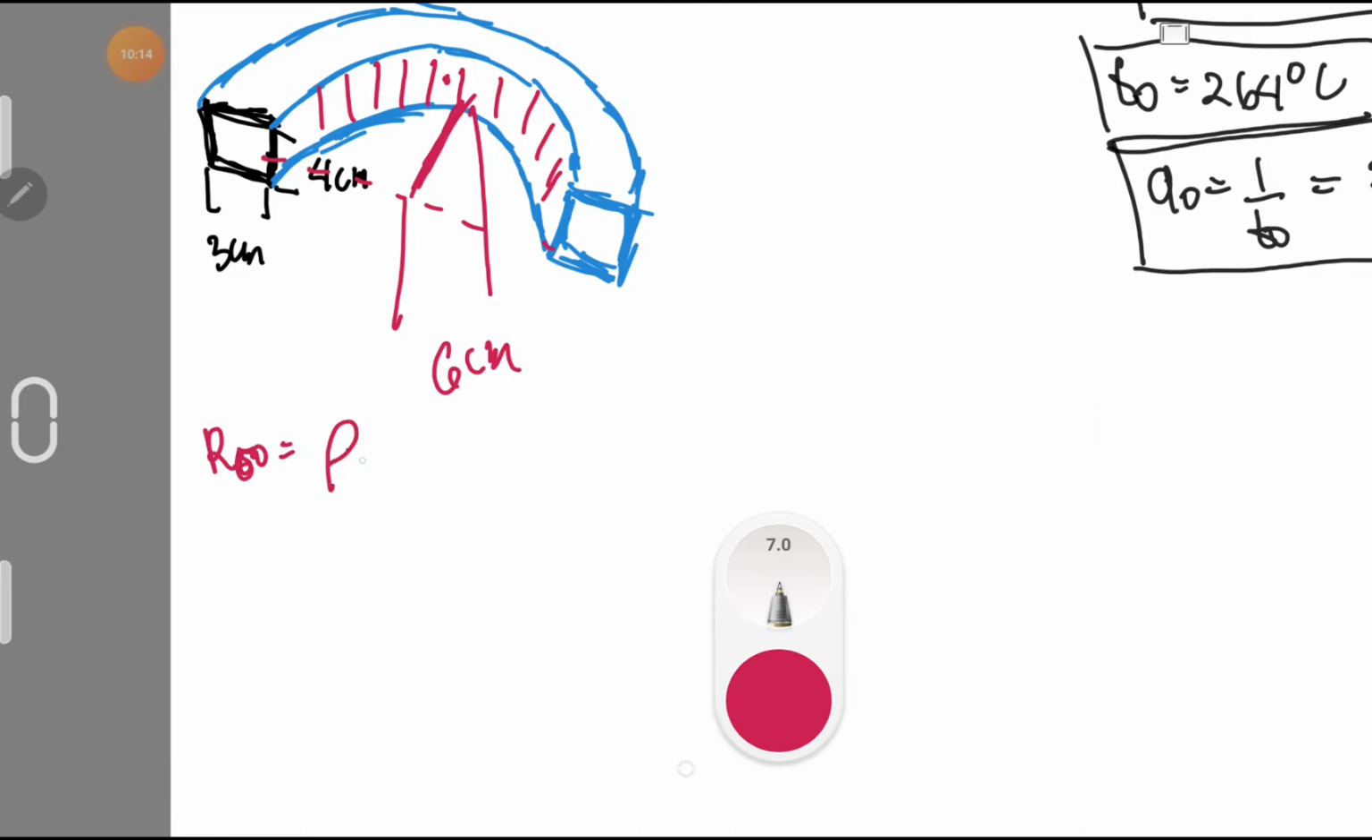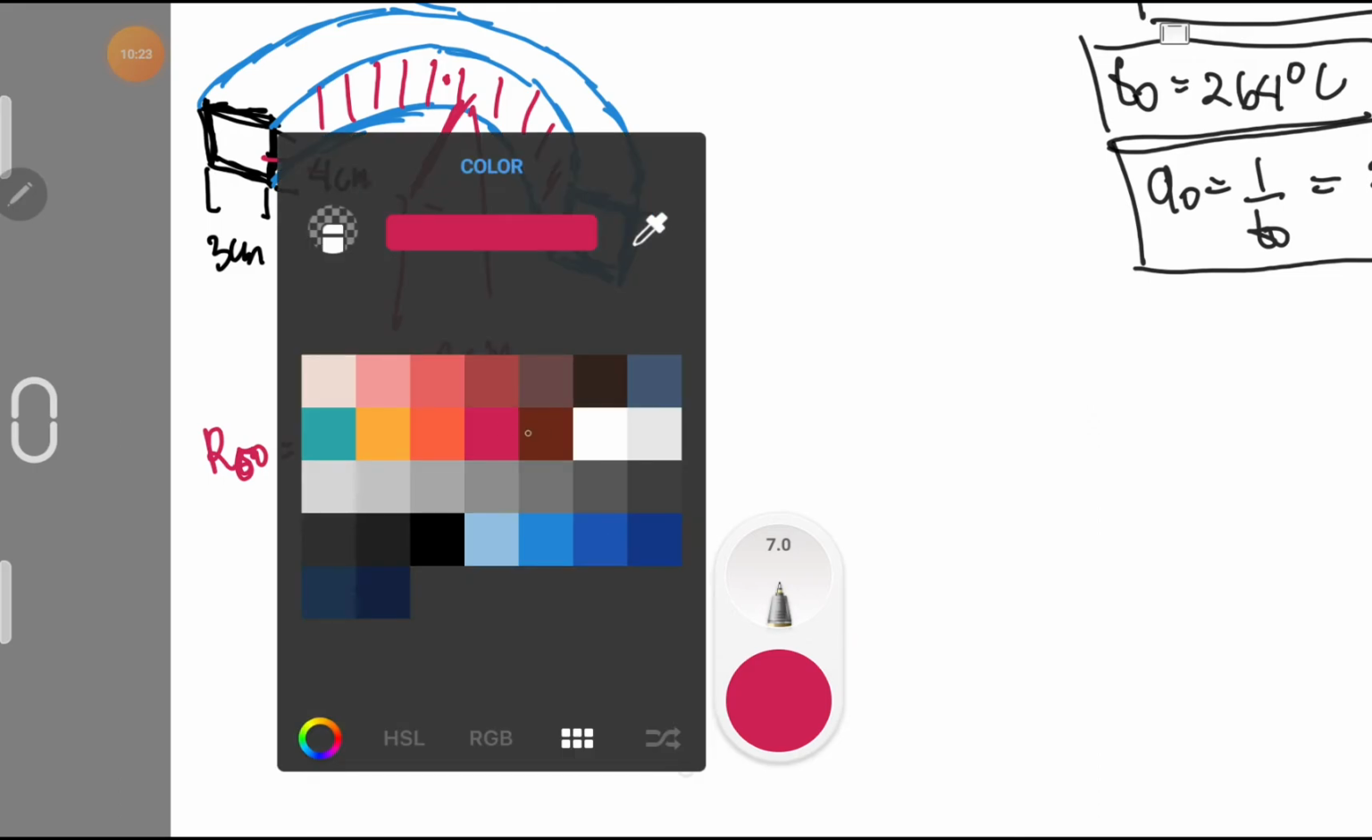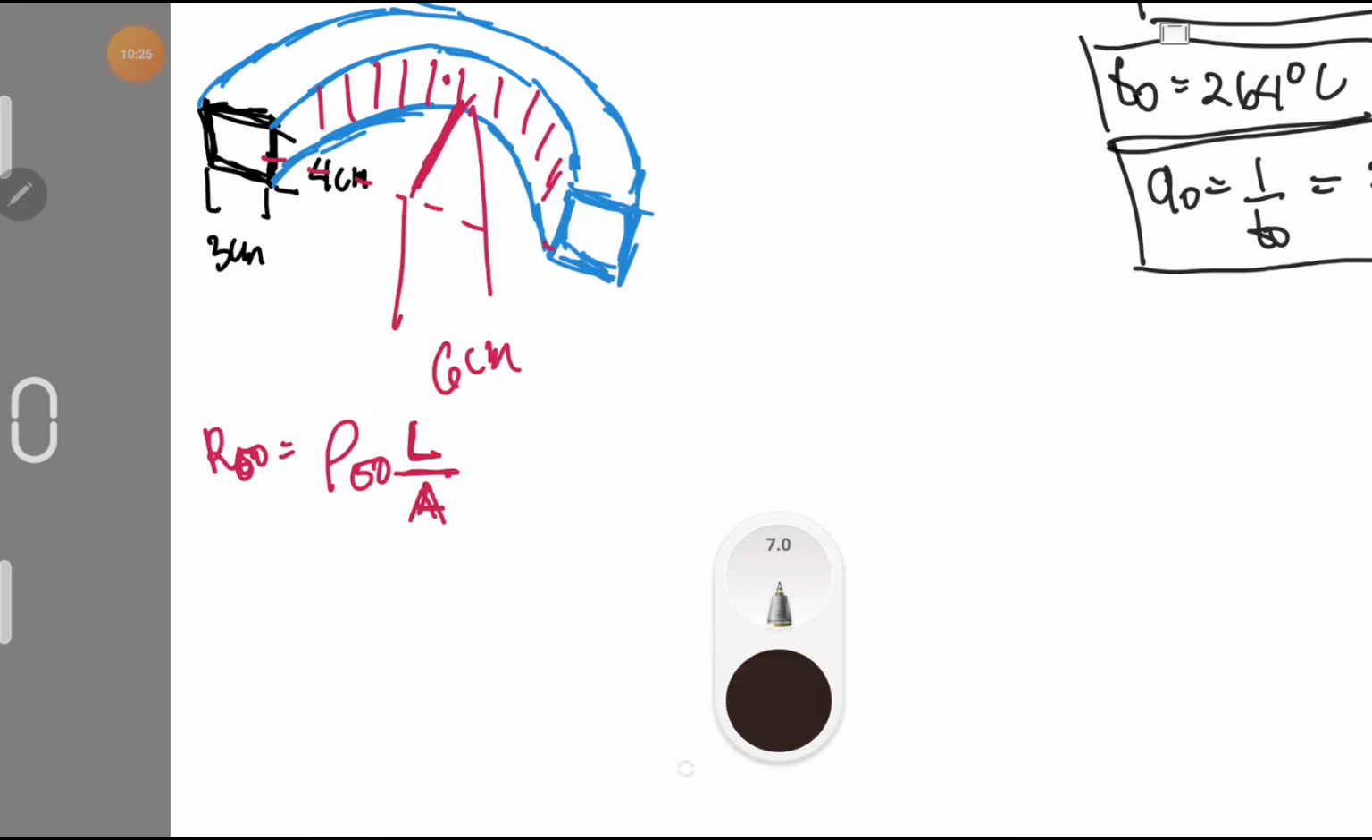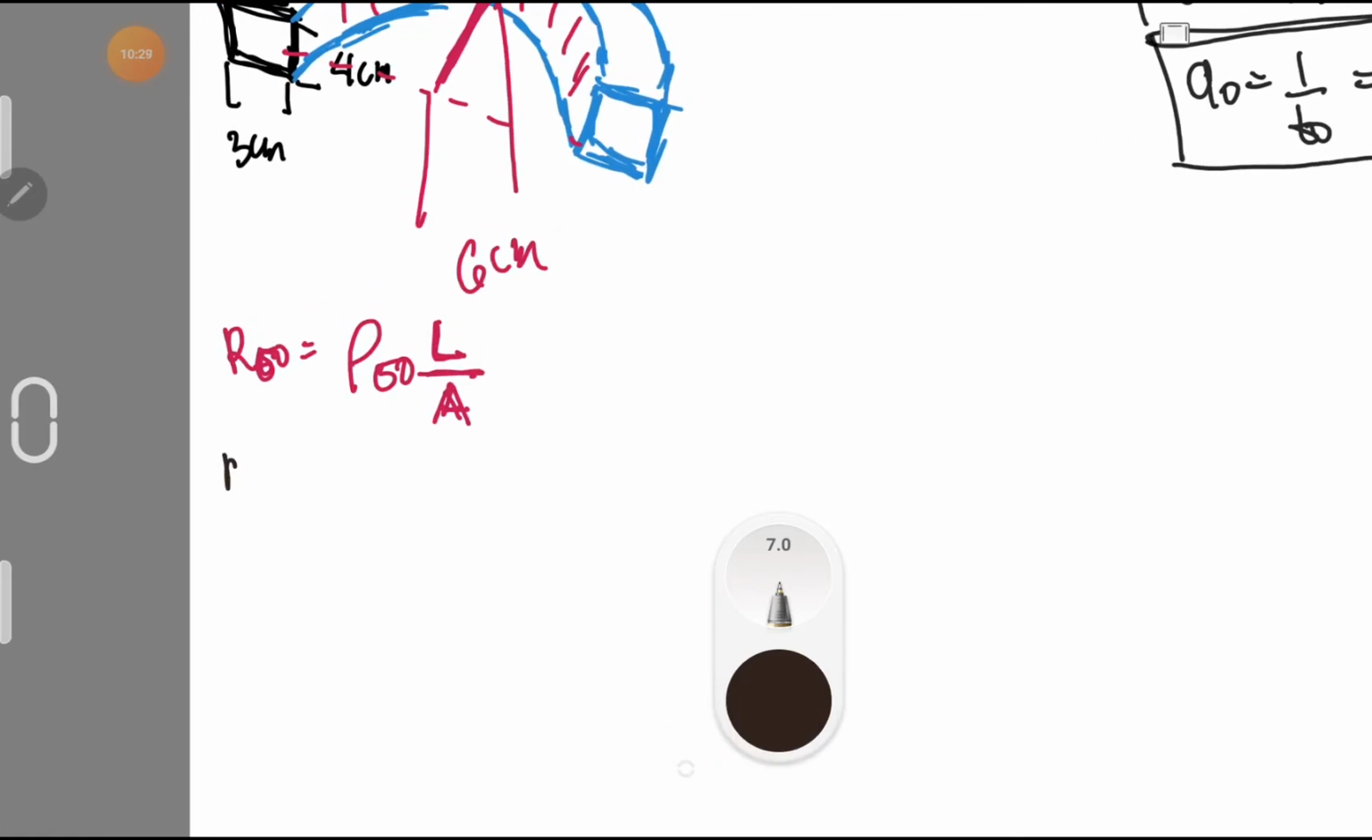wherein R50 is equal to rho 50 multiplied by length all over area. Okay, so but what is our rho 50? So take note that R is proportional with rho, therefore I may say that rho is also proportional with our temperature, let's say T0 plus T1 over T0 plus T2. So therefore, pag may rho 1 tayo, meron din tayong rho 2 na ganyan.